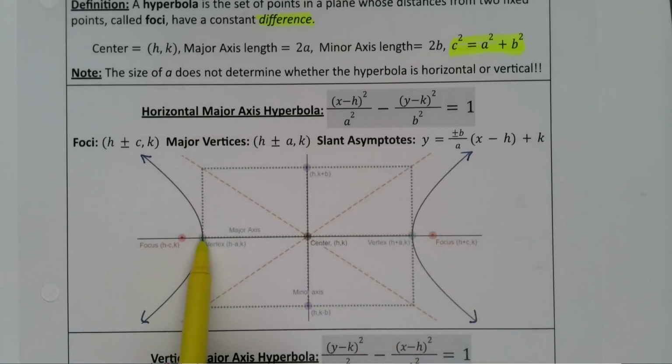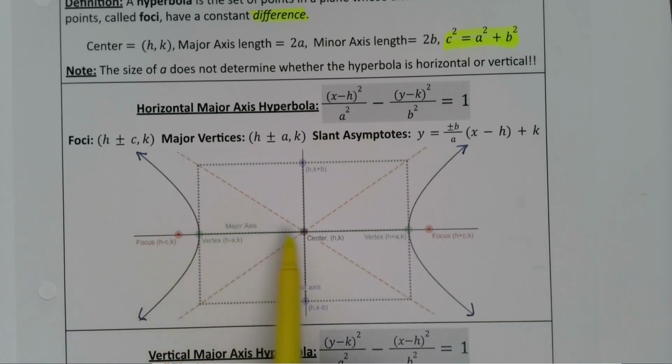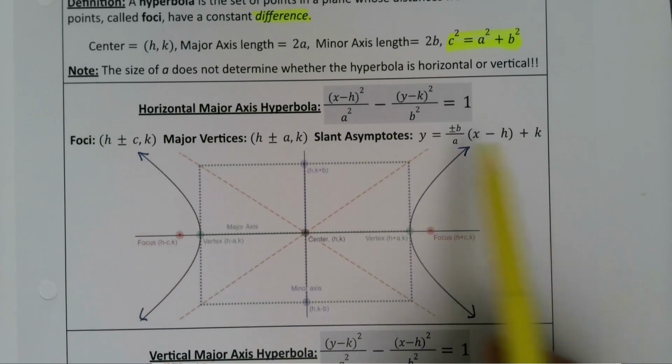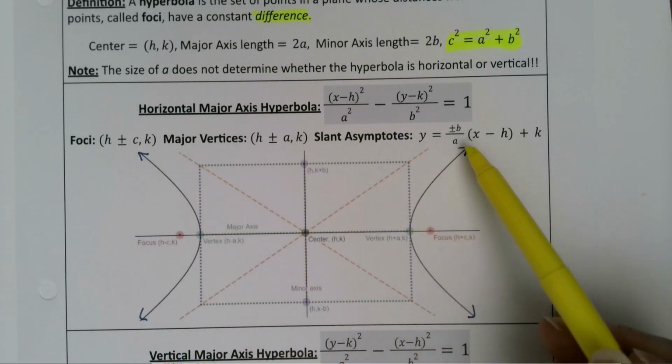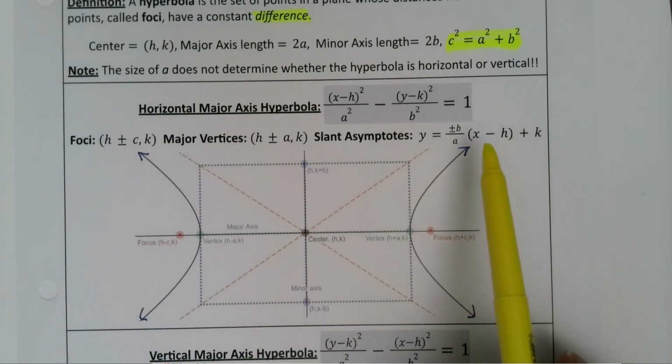So you have a vertex over here on the left and one on the right. If they're left and right like this, then the major axis is horizontal. In which case your major vertices are h plus or minus a, comma k, your foci are h plus or minus c, comma k, and your slant asymptotes, these diagonal asymptotes, which is what this curve is approaching as it heads towards infinity, are right here.